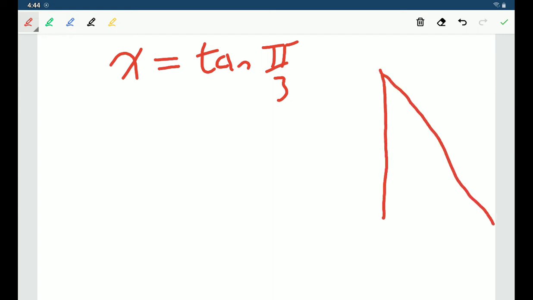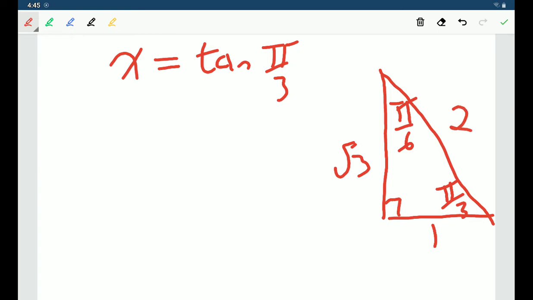And this is where I'll quickly doodle down my special triangle with 30, 60, and 90 degrees. Pi over 6, 30 degrees, opposite that, the side length is 1. Pi over 3, 60 degrees, opposite that, the side length is root 3. And 90 degrees, opposite that, the side length is 2. So we're looking for tangent of pi over 3, and tangent of pi over 3 should be opposite over adjacent. So that should be root 3 over 1, or just root 3.